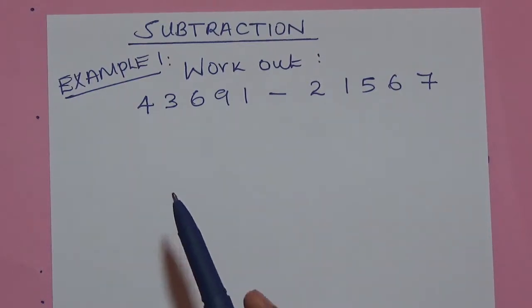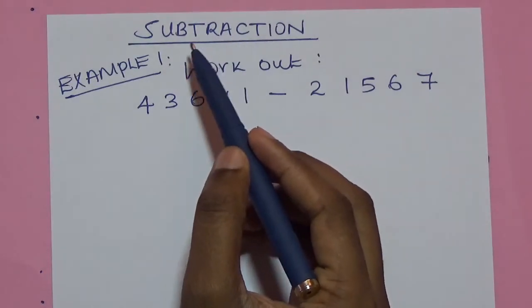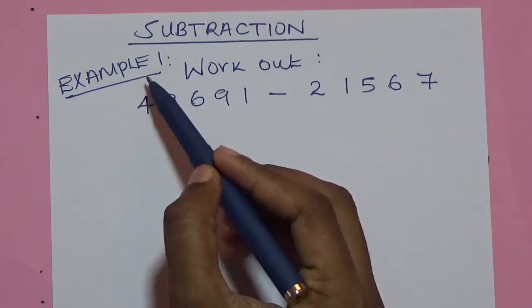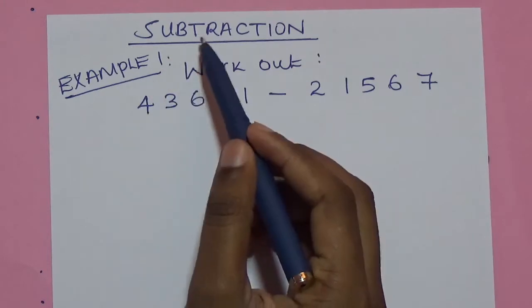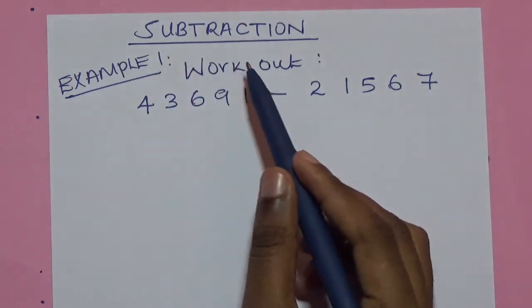So, we come to the second part of our lesson, which is subtraction. In our first part of this lesson, we learned about addition. In subtraction, we are also going to look at a few examples on how to go about subtraction.